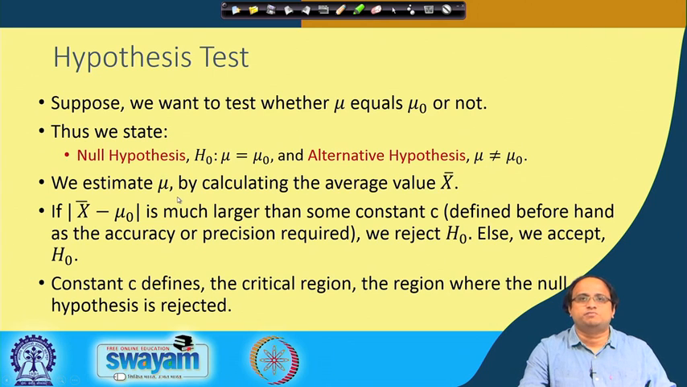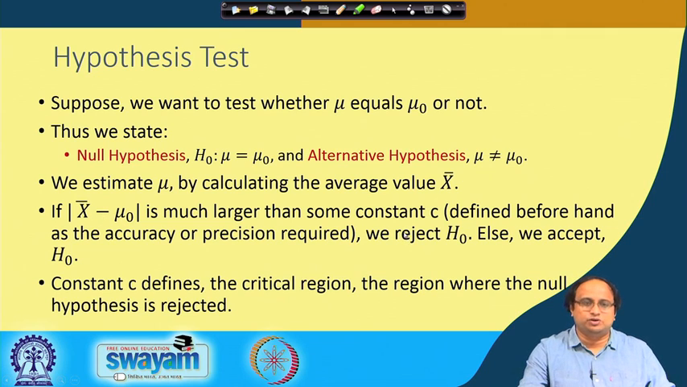Now we estimate mu by calculating the average value x bar, because we do not know the actual value of mu. The idea is that if x bar minus mu naught, where mu naught is the value you are testing whether mu is equal to, is such that the empirical mean error, that is, its absolute value, is much larger than some predefined constant, then we reject. This predefined constant is often given beforehand depending upon the accuracy or precision that is required.